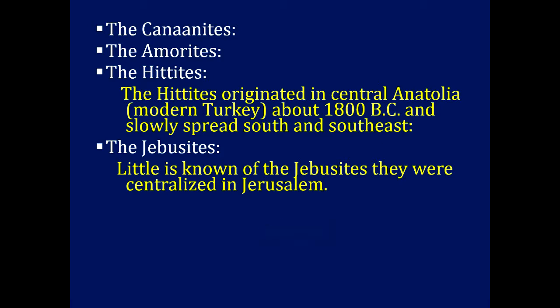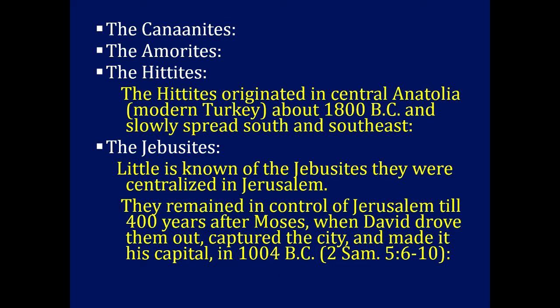And so Jerusalem was a place. I mean, David wasn't the one who made Jerusalem a place, but nonetheless he made it the place by the fact that he established this was the seat of his kingdom. But they remained in control of Jerusalem till 400 years after Moses, when David drove them out, captured the city, and made it his capital in 1004 BC. And we find that in 2 Samuel 5, 6 through 10.